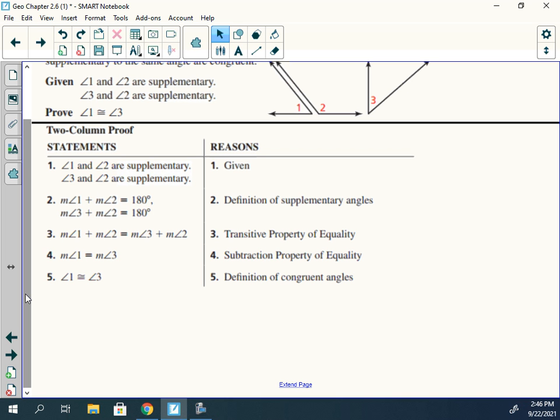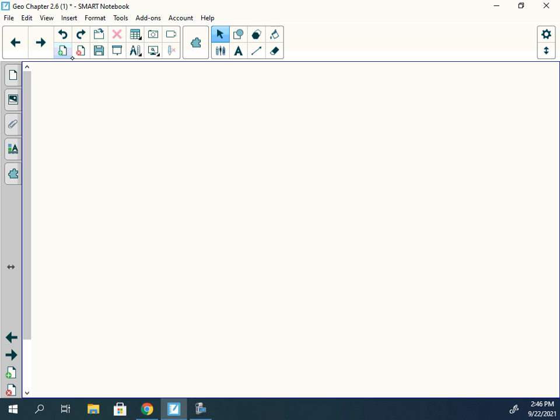Now, we'll write this one into a flowchart proof so we can see how it transfers over. Oh, shoot. Because for us to be able to do this, I'm going to have to create a new slide. Now, when we start off with the flowchart proof, or with any proof, we always start off with the given information.